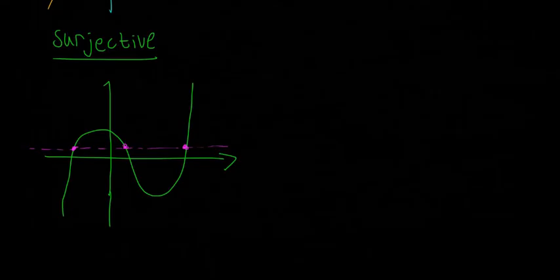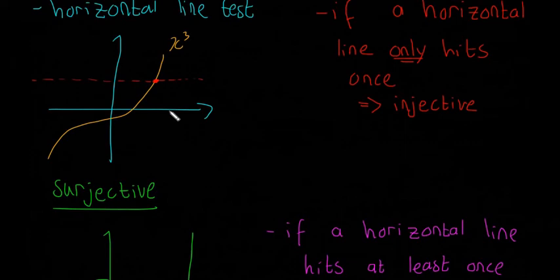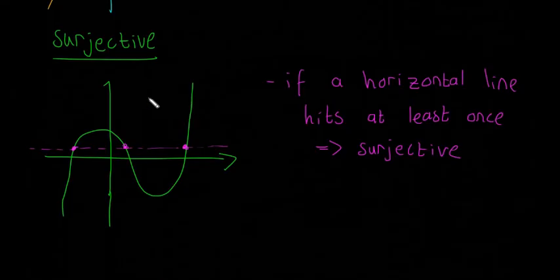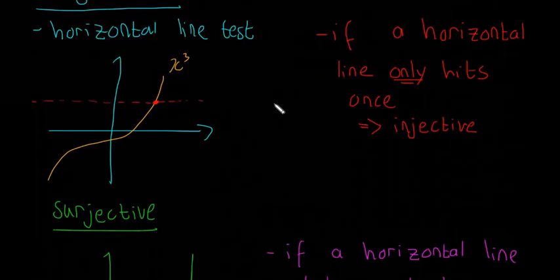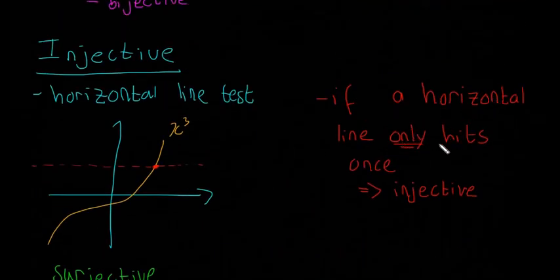And the definition is, let me pause it. So there, I've just scribbled it out. If a horizontal line hits at least once, that means the function is surjective. In this case, a horizontal line hits the function at 3 different points. So that means it's surjective because it hits it at least once. This is also surjective because the horizontal line would hit the curve at least once. However, this would not be injective because a horizontal line here would hit it more than once. The definition for injective is if a horizontal line only hits once.